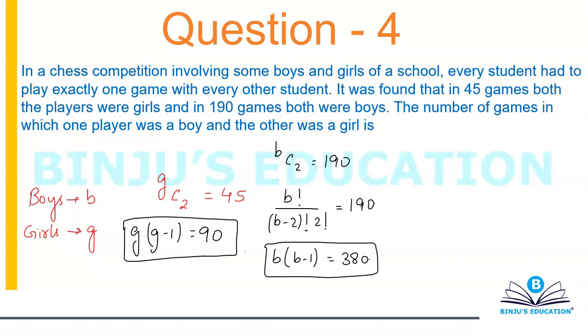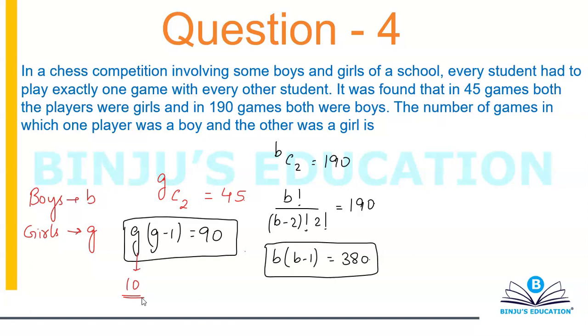Another way is, if we think logically for a bit, I know that G into (G minus 1) is equal to 90. That is the product of two consecutive integers being 90. That means one of them has to be 10 and the other has to be 9. Another possibility is minus 9 and minus 10, but G can't be negative because it represents the number of girls. So G has to be 10 so that G minus 1 becomes 9.